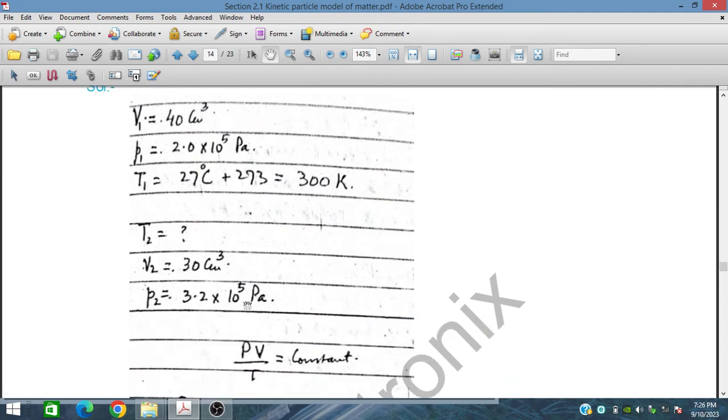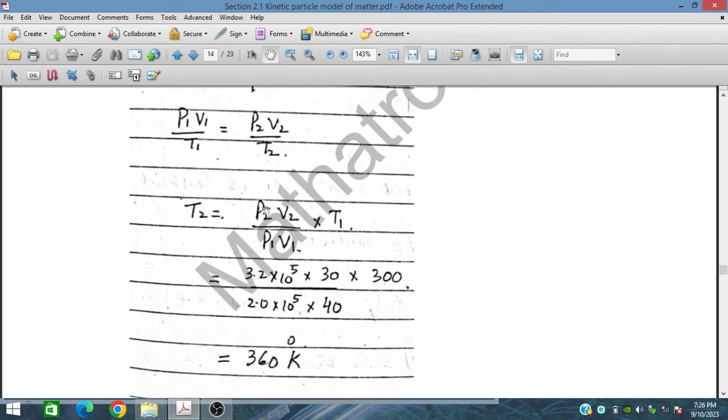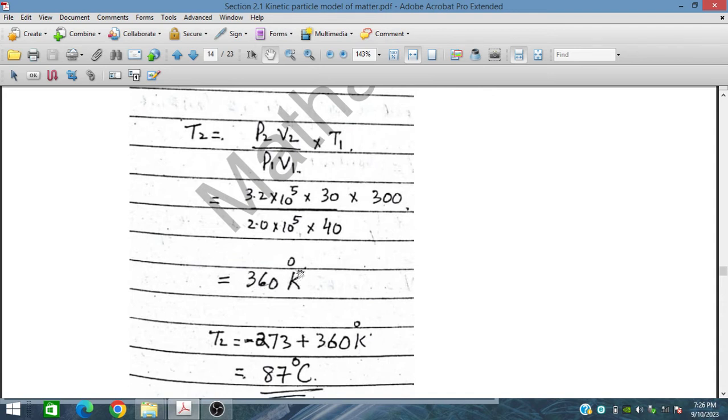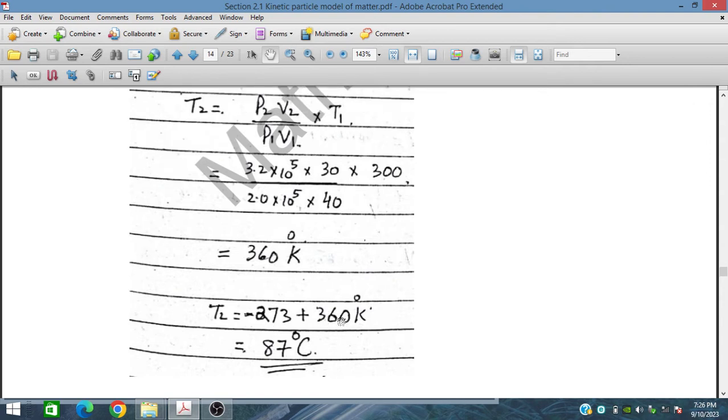V2 is given, P2 is given, and the formula is the same. This time we have to find T2. So rearranging this equation with respect to T2 and substituting the values, we get 360 Kelvin, and we know that T2 is equal to 360 minus 273, so 87 degrees Celsius.